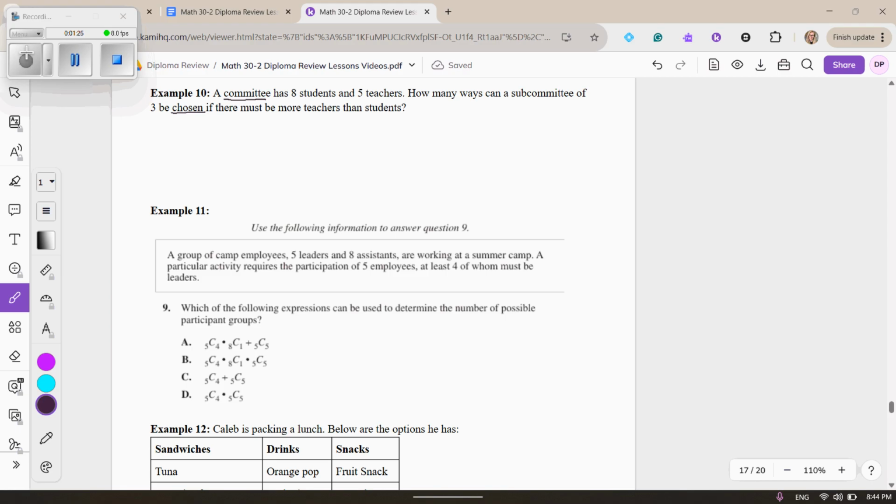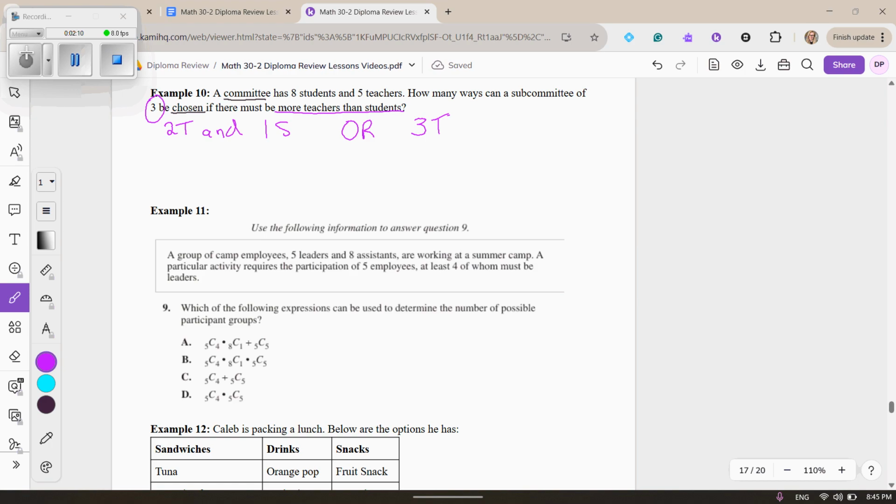From there, I'm going to focus in on the conditions for our new subcommittee. It says there must be more teachers than students, and I also noticed that we are choosing a subcommittee of 3. So we have 3 to be chosen, and there needs to be more teachers than students. That means that I have the option of 2 teachers and 1 student on the committee. But I could also have all teachers. So 2 teachers and 1 student, or 3 teachers. As soon as I see that word "or," it means I'm considering different cases.